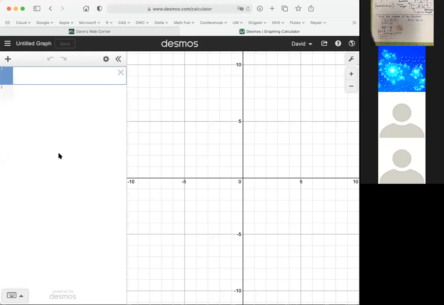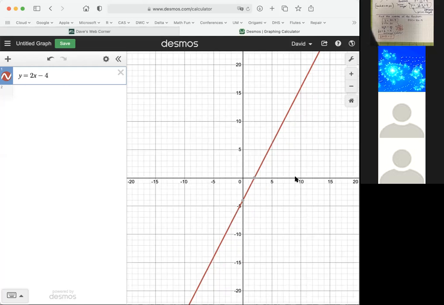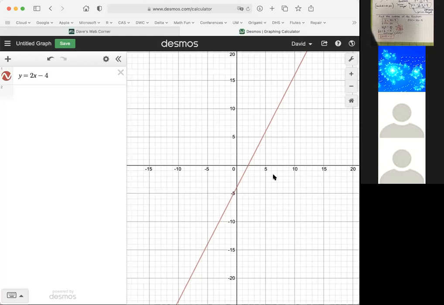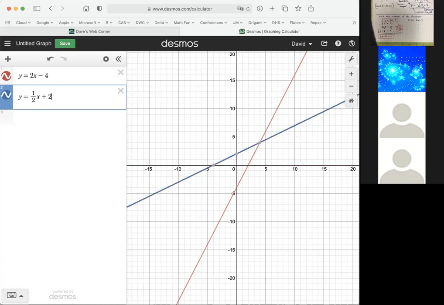Okay, y equals 2x minus 4. And let's zoom out a little bit so I can see that line. And do you see my units are 1 to 1? This is a nice square box, 5 units wide, 5 units tall. What was the other equation? Y equals 1/2 x plus 2.